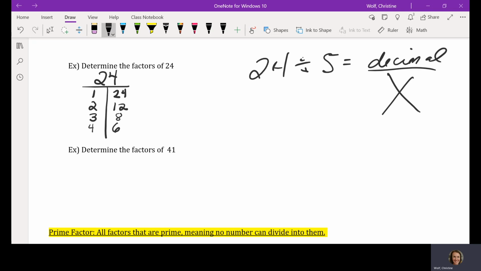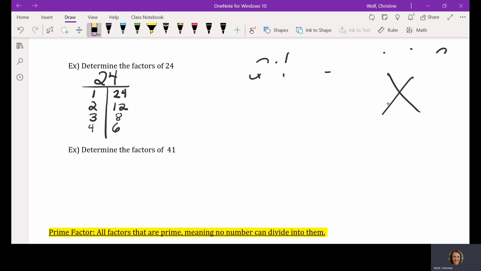Okay? After 5 comes 6. But look at it, we already have a 6. So we've already taken care of 6. So once you get to a number that you've already written down, that's when you know you're done. You have found all of the numbers. Okay, so there are 4 ways to multiply and get 24: 1 times 24, 2 times 12, 3 times 8, and 4 times 6. There are 4 ways to multiply for 24.